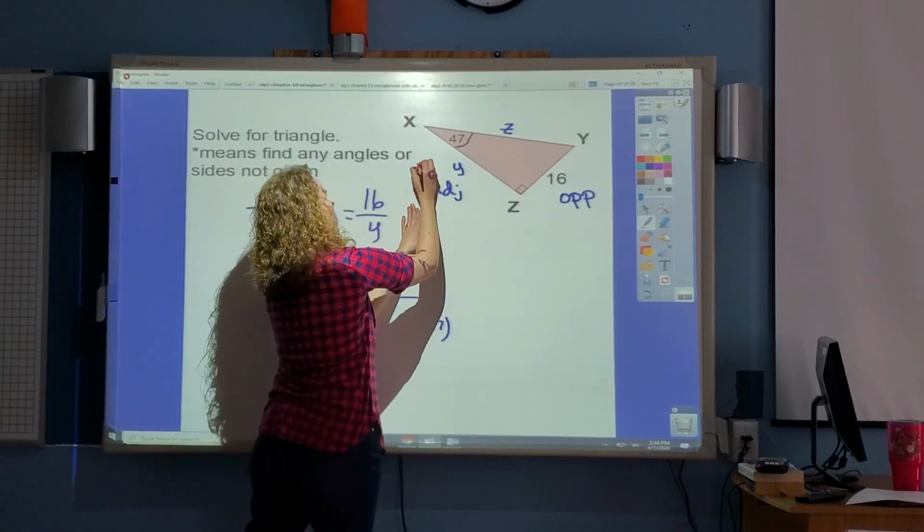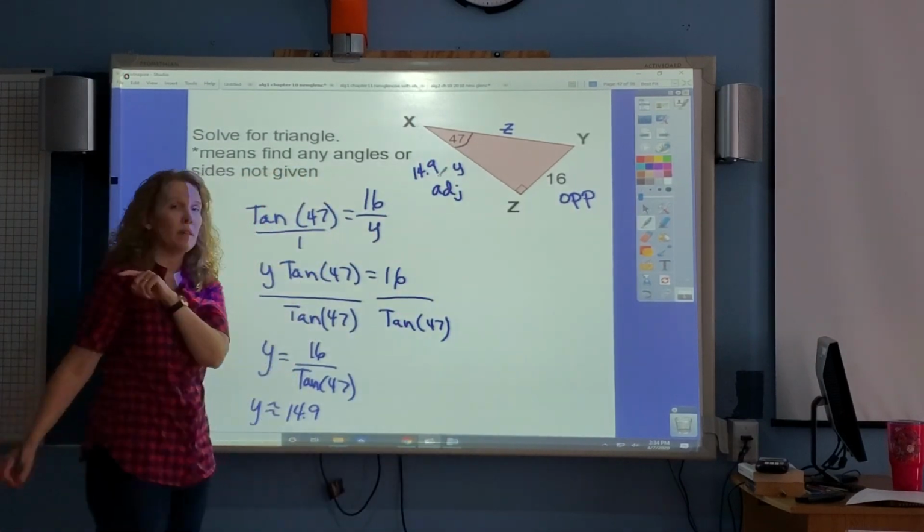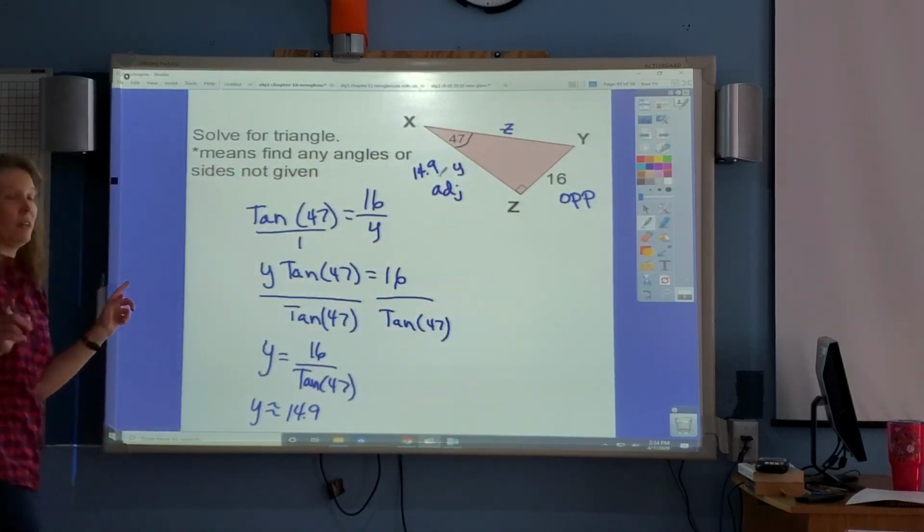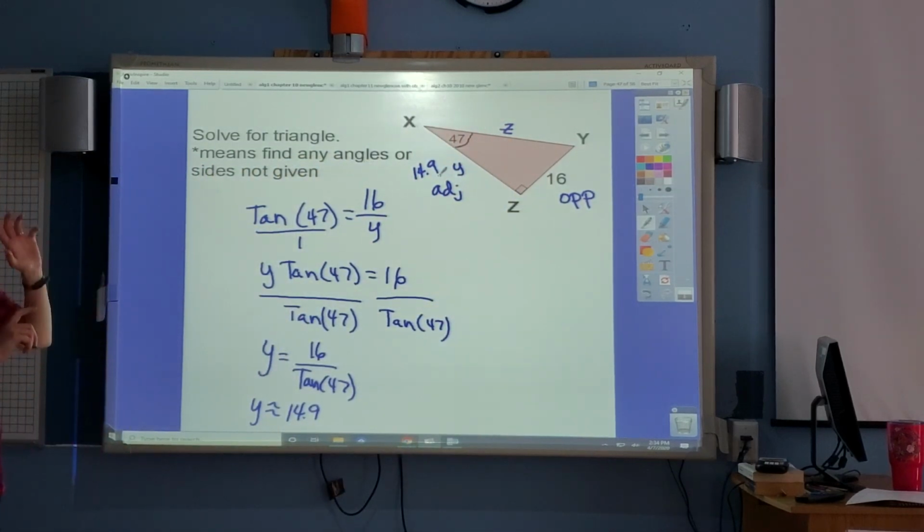I'm going to put this up here, and I want to mention something. You all remember from the Pythagorean theorem, this measurement should be bigger than both the other two. So we'll get to kind of check our answer and make sure it makes sense to us. Okay.